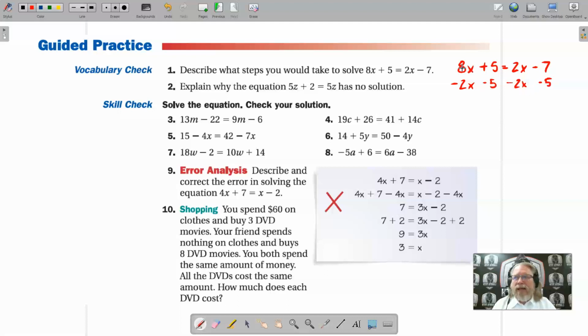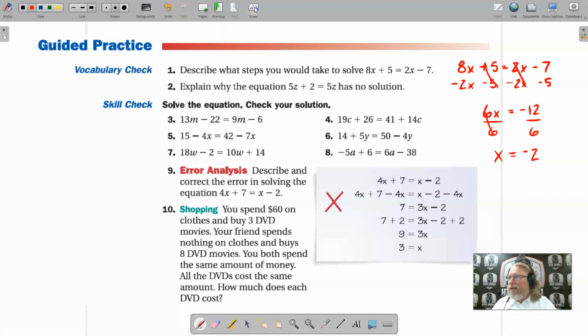Then 8x minus 2x is going to give me 6x, and these 2x's will cancel each other out. But these two 5's will cancel each other, and I end up with negative 7 minus 5, which is going to be negative 12. And then I'm all the way down to where I have all my variables on one side, all my constants on the other, and at that point I just need to divide by 6, right? And that's going to leave me with x on the left, because the 6's will cancel. Negative divided by positive is negative. 12 divided by 6 is 2, so the solution would be x equals negative 2.